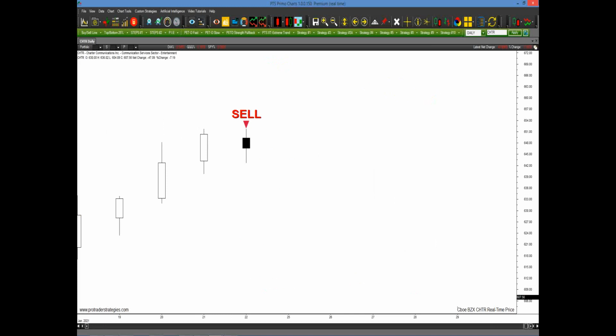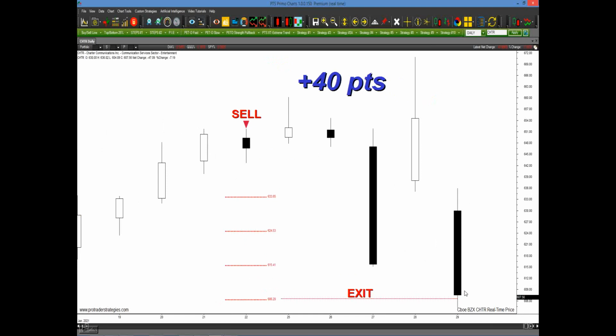All right, here's another example here in CHTR, Charter Communications. Okay, a sell signal was generated. Here are the 4 exit levels. All right, you decide to get out at the 4th level, and a nice exit. Now, remember what we talked about: consistency.